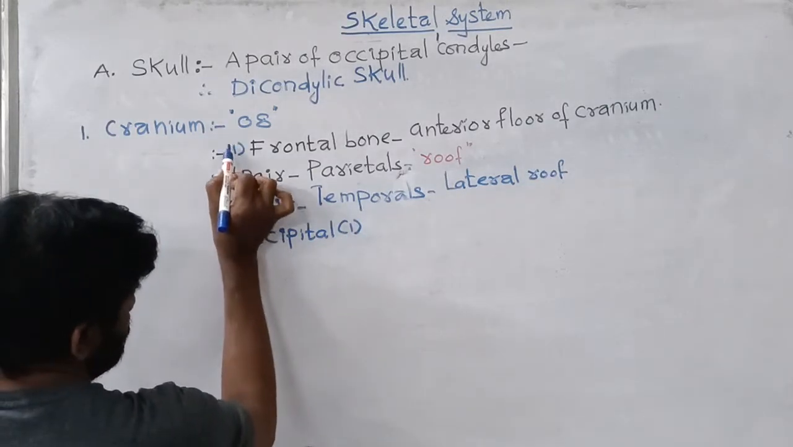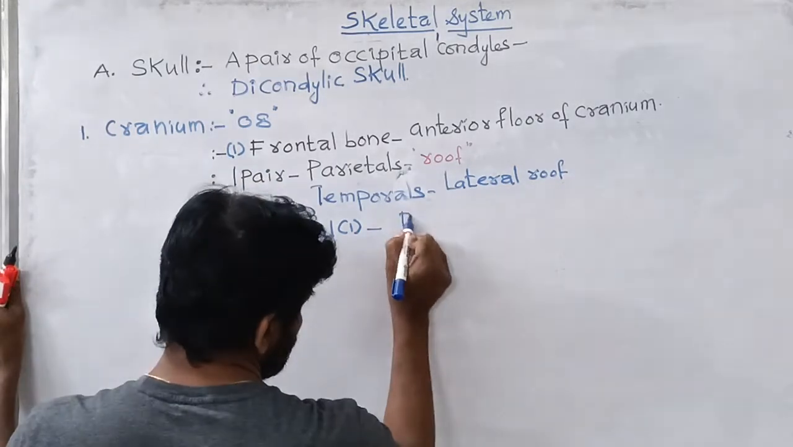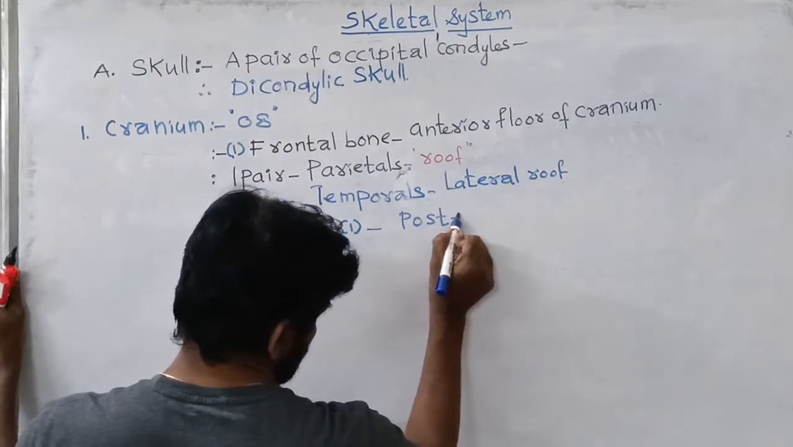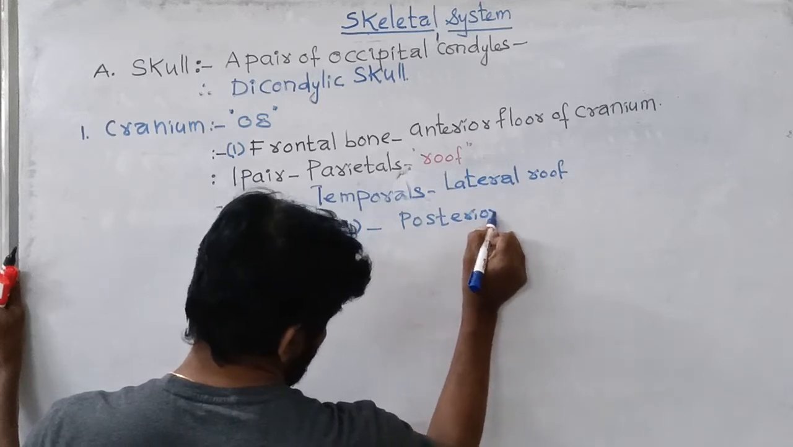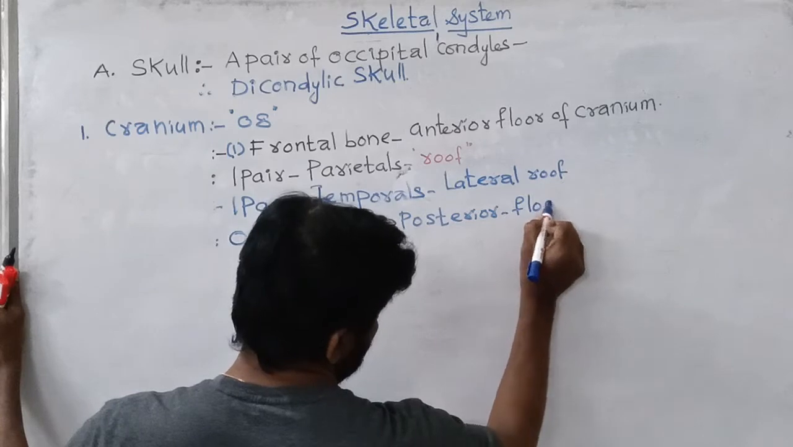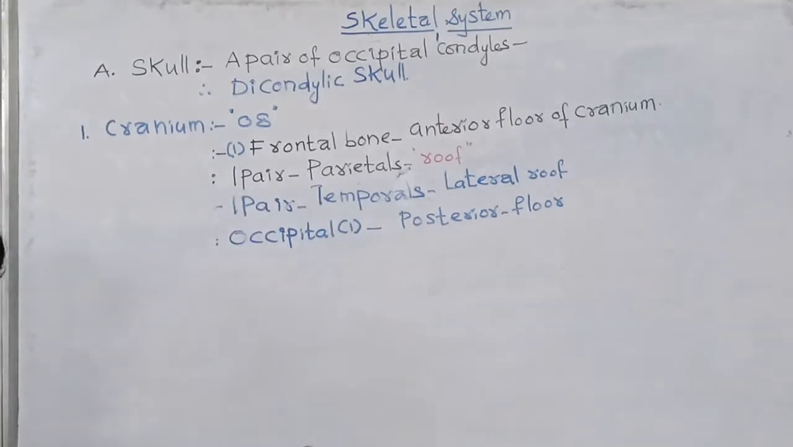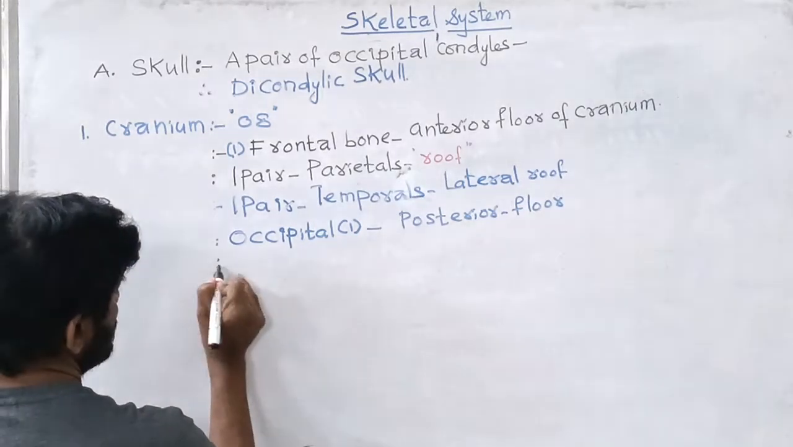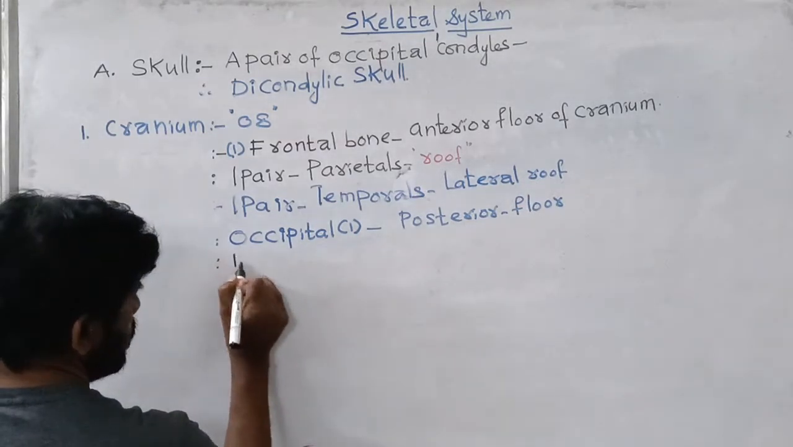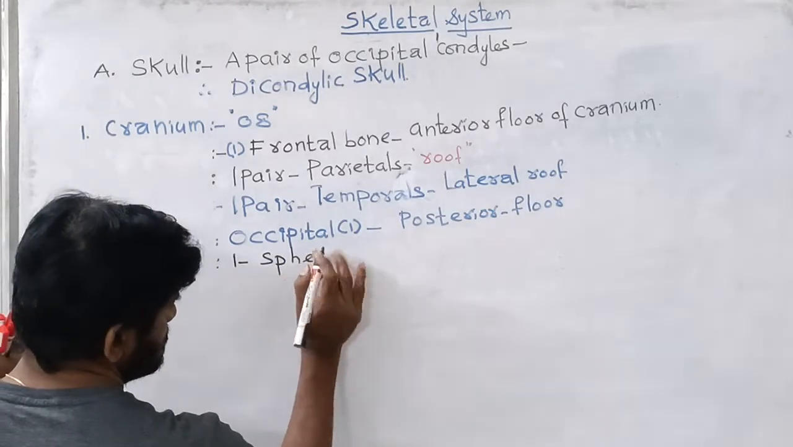Frontal is single. The occipital bone forms the posterior floor of the cranium. And one more, there is a single bone, the sphenoid bone.